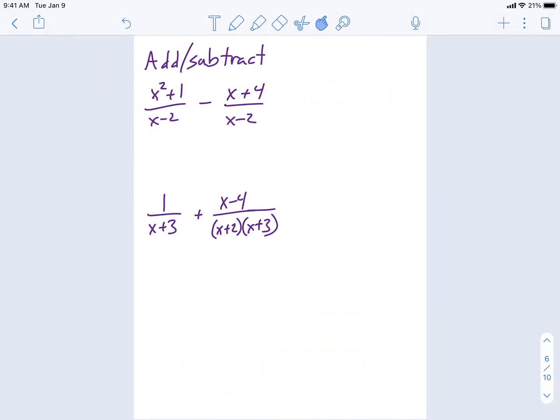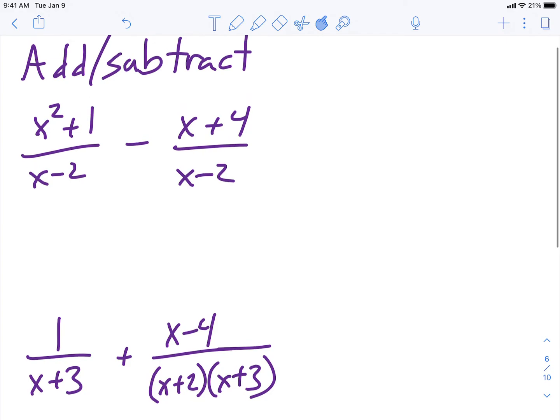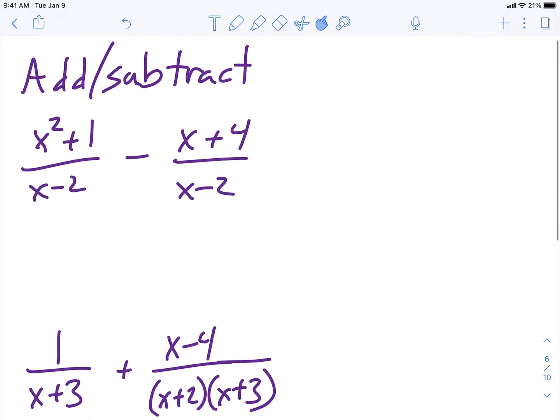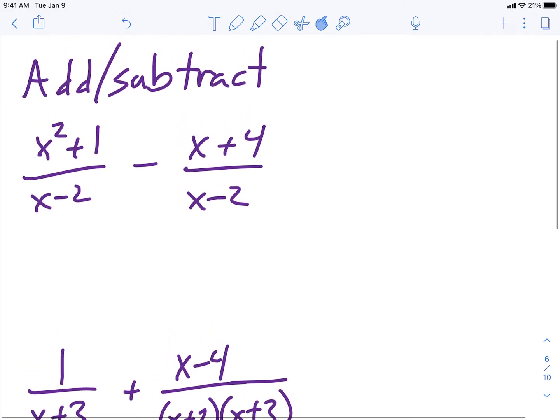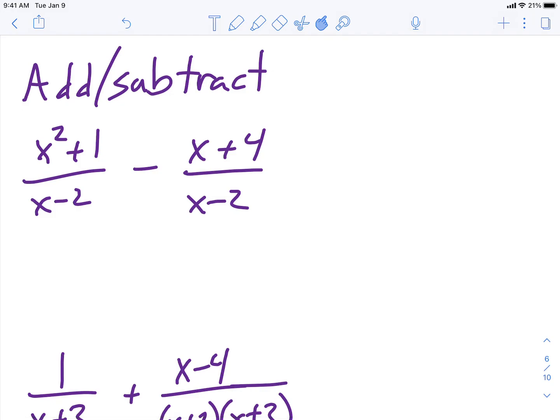All right, adding and subtracting. Now there's really two versions of this. One is going to be when the denominators already match. That's the easier one, because then all I have to do is either add or subtract them, right?